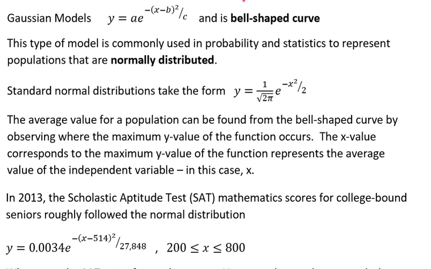The average value for a population can be found from the bell-shaped curve by observing where the maximum y value of the function occurs. The x value corresponding to the maximum y value of the function represents the average value of the independent variable, in this case x. We're going to do an example to kind of illustrate this a little bit better.